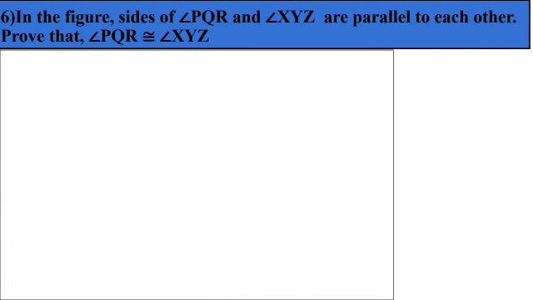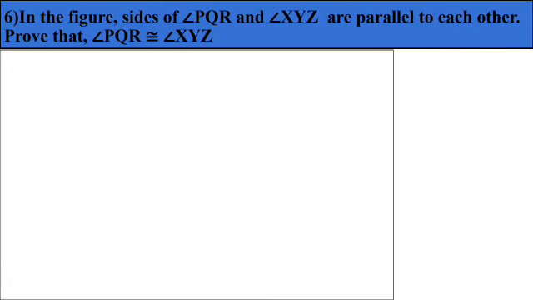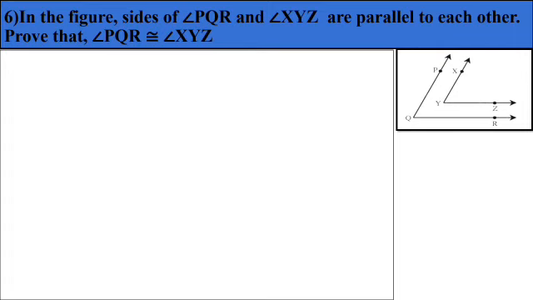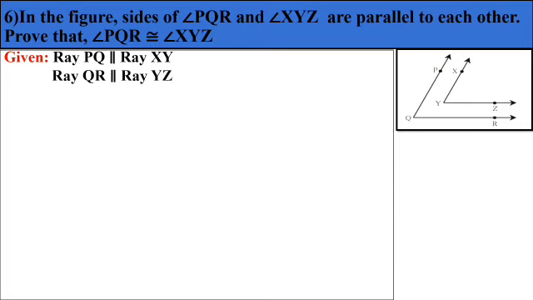Now question number 6. In the figure, the sides of angle PQR and angle XYZ are parallel to each other. Prove that angle PQR is congruent to angle XYZ. First of all, it is given that the sides of the angles are parallel. So ray QP is parallel to ray YX, and ray QR is parallel to ray YZ. Here we have to prove angle PQR is congruent to angle XYZ.